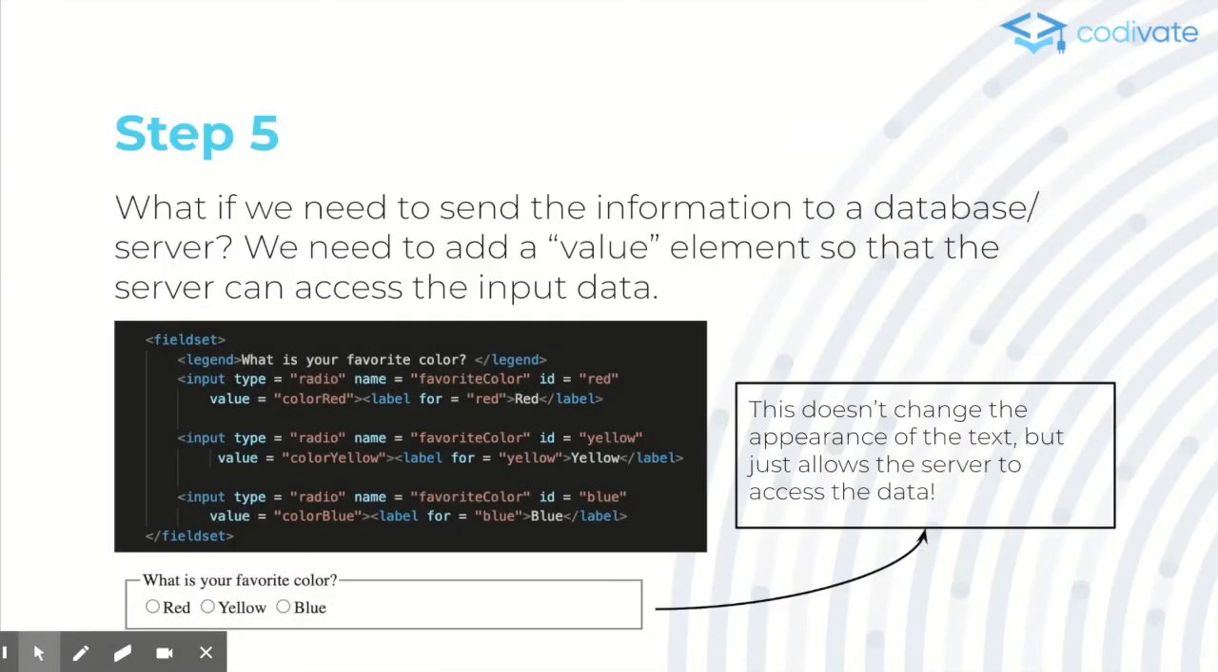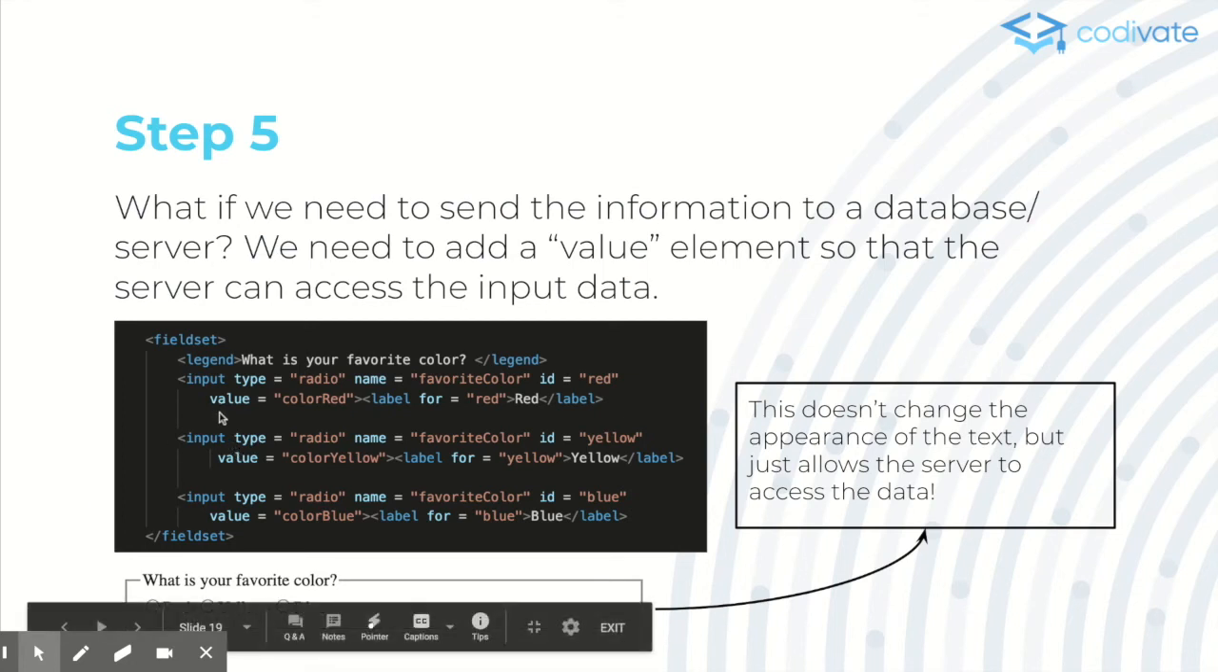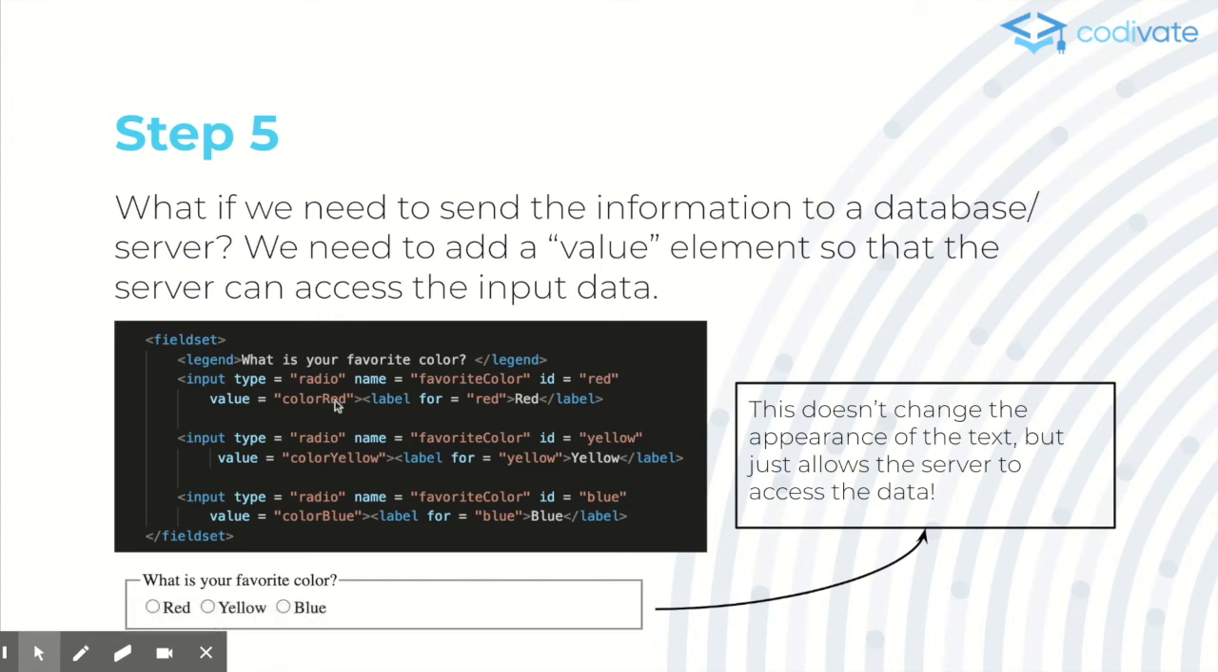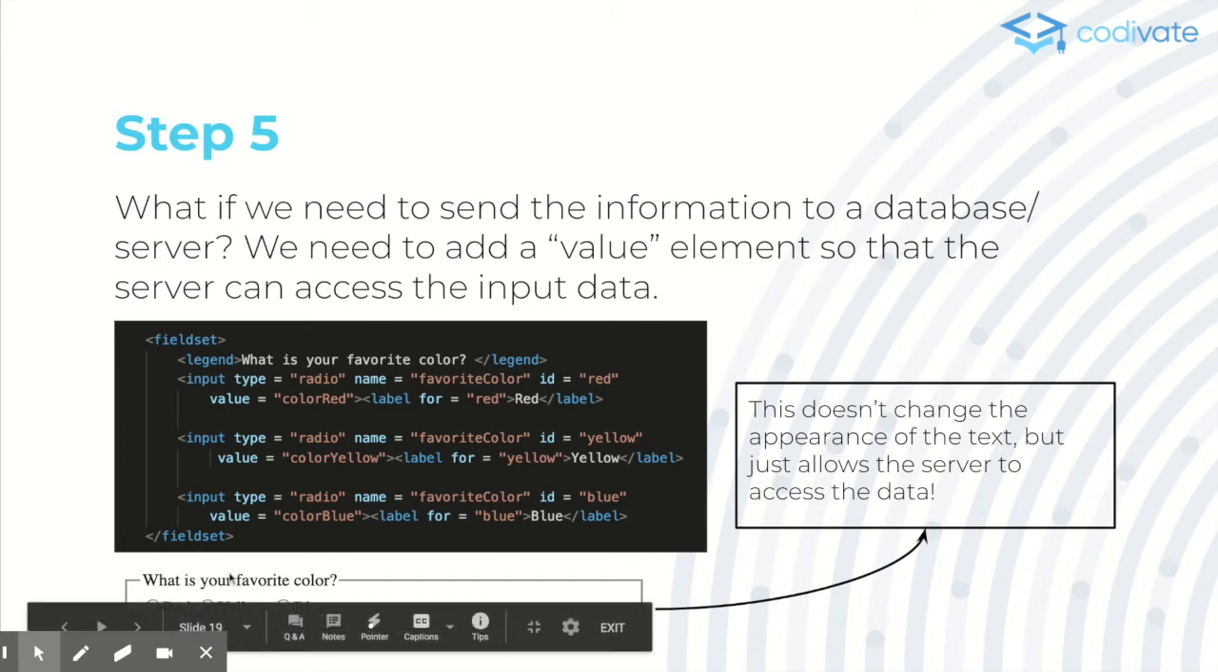So what if we need to send the information to a database or a server? We need to add the value attribute so that the server can actually access the input data. Over here, we would add value equals color red. Whatever is equal to the value is going to be passed to the server and processed through backend development. You don't really need to know all the backend, what happens behind the screen, for this course, but that's why we usually add our value attribute. It doesn't change the appearance of the text, but it allows the server to access the data. So notice that nothing's really different.